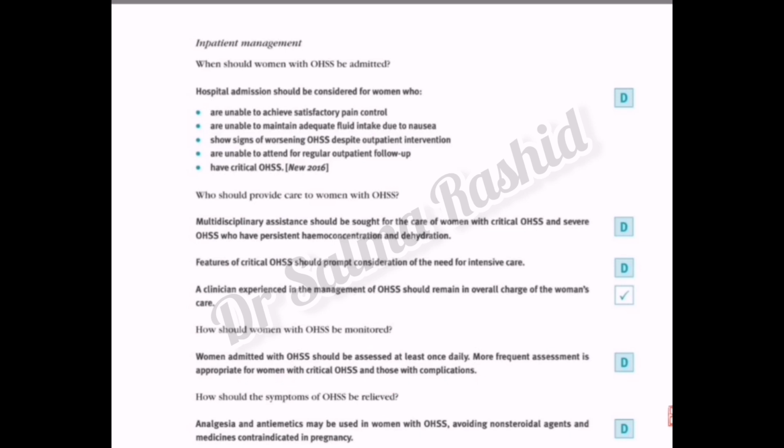How should women with ovarian hyperstimulation syndrome be monitored? Women admitted with ovarian hyperstimulation syndrome should be assessed at least once daily. More frequent assessment is appropriate for women with critical ovarian hyperstimulation syndrome and those with complications. How should the symptoms of ovarian hyperstimulation syndrome be relieved? Analgesia and antiemetic may be used in women with ovarian hyperstimulation syndrome, avoiding non-steroidal agents and medicines contraindicated in pregnancy.